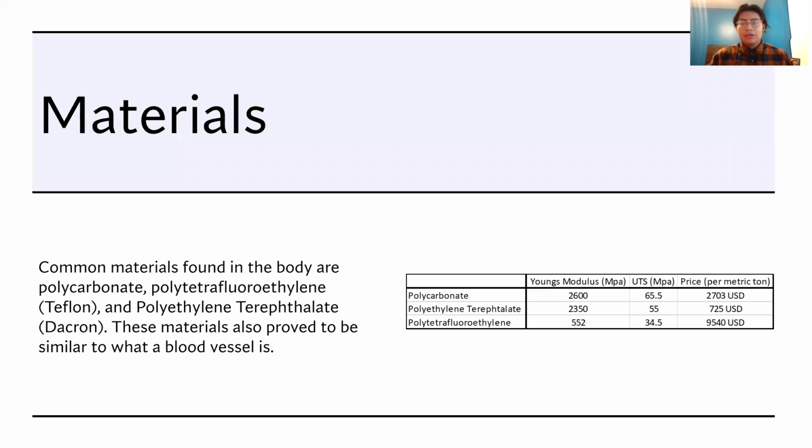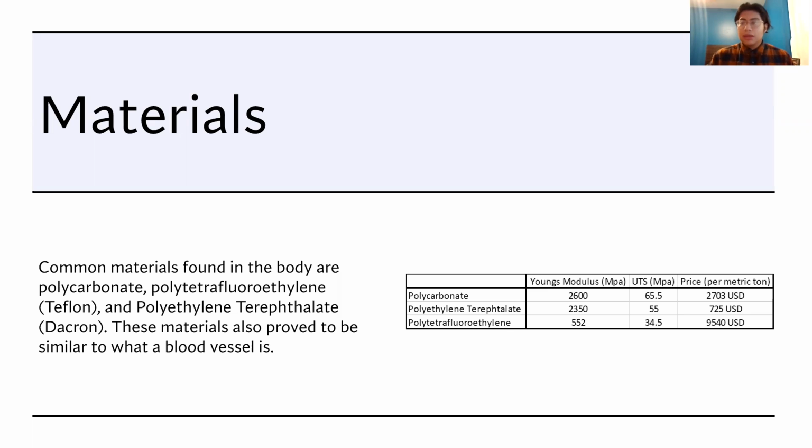Now, the materials in question are polycarbonate, polyethylene terephthalate, and polytetrafluoroethylene. In respective abbreviation, they are polycarbonate, Dacron, and Teflon. Now, in the image here, you can see some of the important material properties, which include Young's modulus, ultimate tensile strength, and the price per metric ton.